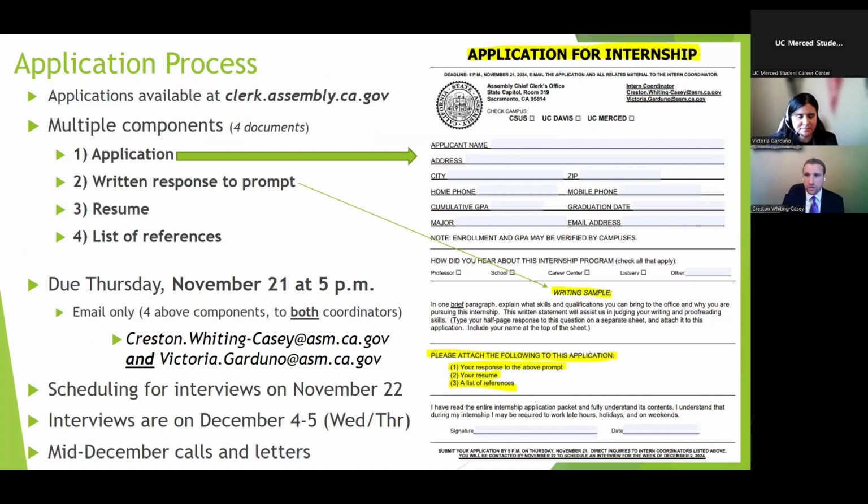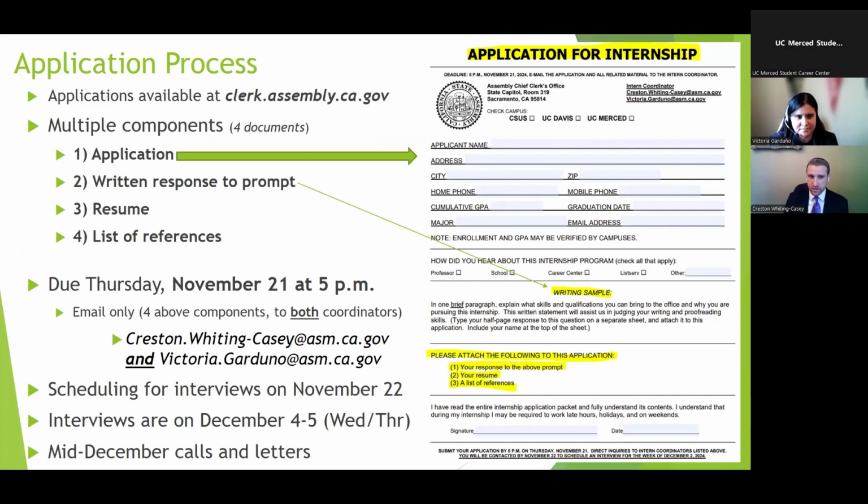Now let's quickly go over the application process. I just want to highlight there are 4 documents you're going to have to email to myself and Victoria, and I'm going to go through them one at a time. The first one is the application itself, and that's over to the right. It's on our website. It's just a one sheet. You just fill in all the information.